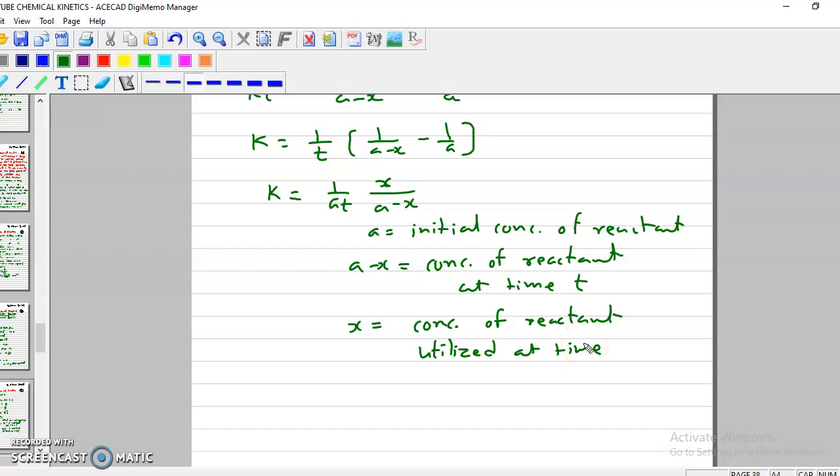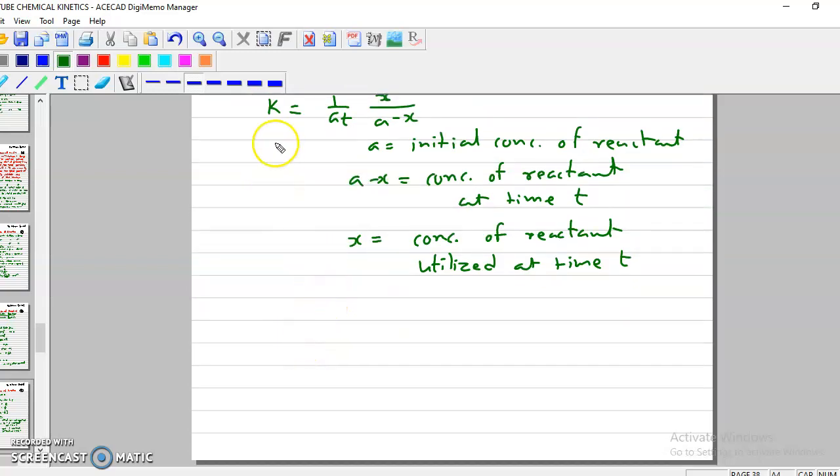Okay, so this way, when the concentration of both the reactants are equal, or if there is only one reactant but the order of reaction is 2, then we use this formula. This is the integrated rate law for second order. So the above is the expression for the rate constant of second order reaction, when the two reactants are the same. Okay, so the rate of reaction will be employed like this.